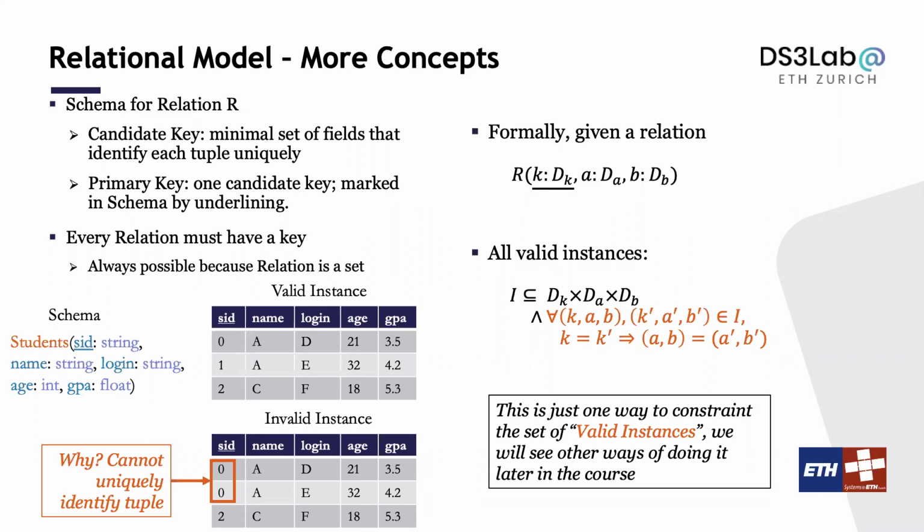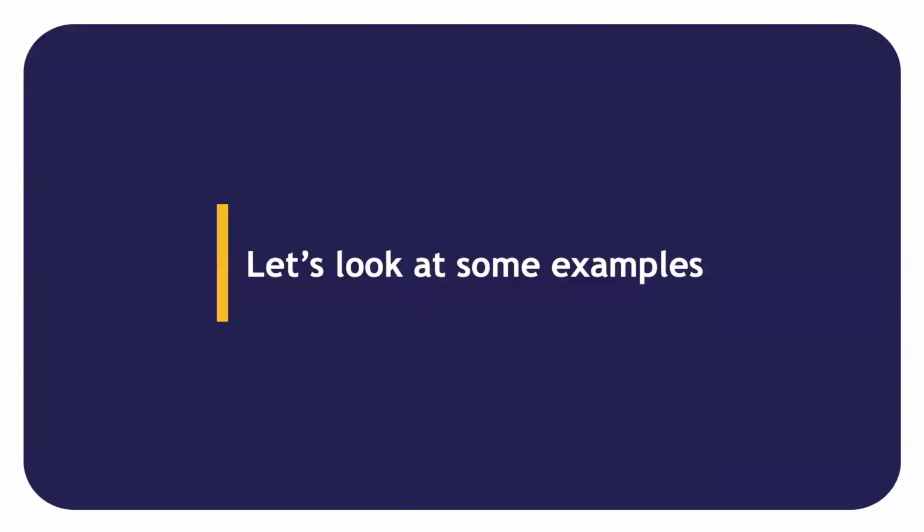Just to recap, we define what is the schema of a relation. It has a name, it has a set of attributes. Each attribute has a domain, right? And each relation schema needs to also specify the primary key. Okay. Once you have a schema, inherently you are defining all the possible valid instances. They need to be the instances that satisfy all those constraints. Okay. So now let's look at some examples.